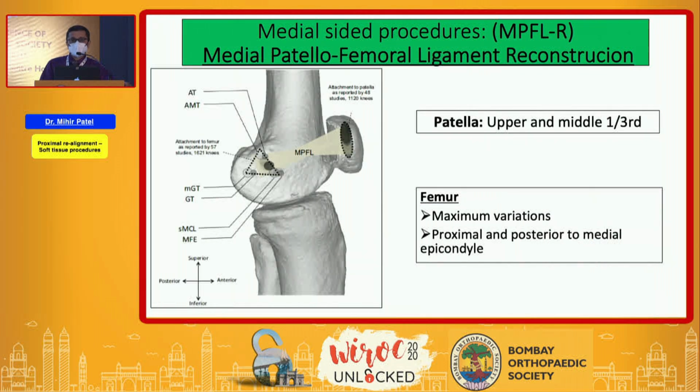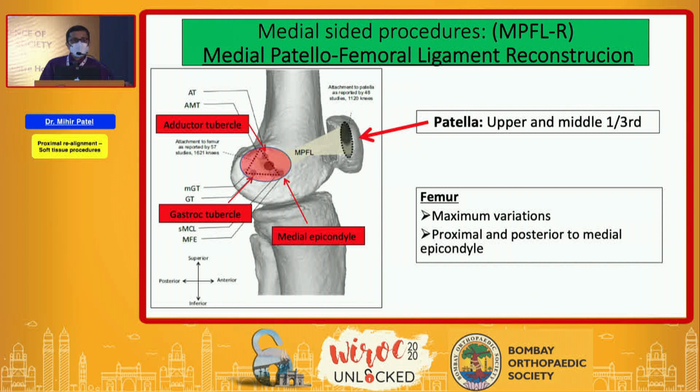With respect to the tunnel position, the position of the MPFL on the patella is very straightforward, usually the upper and middle third. The problem occurs on the femoral side. The MPFL inserts not as a point but as an area in relationship to the medial epicondyle, the adductor tubercle, and the gastrocnemius tubercle. And hence it is always problematic to get the anatomic or the non-isometric anatomic point of the femoral insertion.